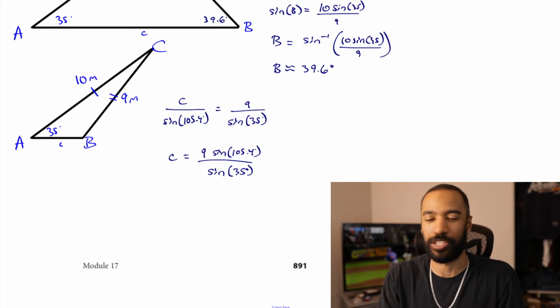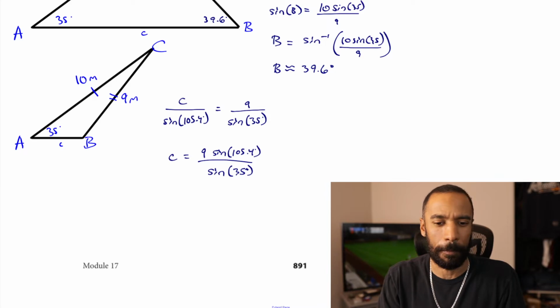So I'm not actually using 105.4. I'm using 105.408, this number here. So I'm going to do 9 times the sine of that previous value divided by sine of 35. And that's going to give me 15.1. So it's about 15.1 units in length.